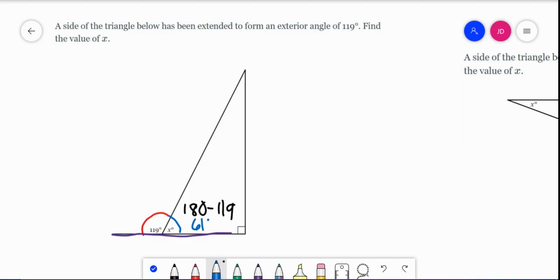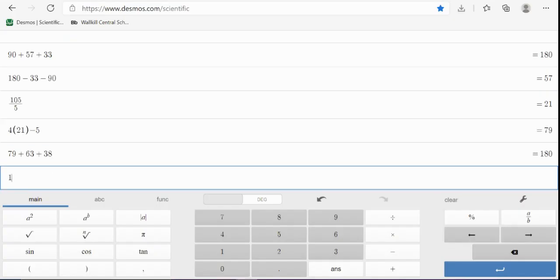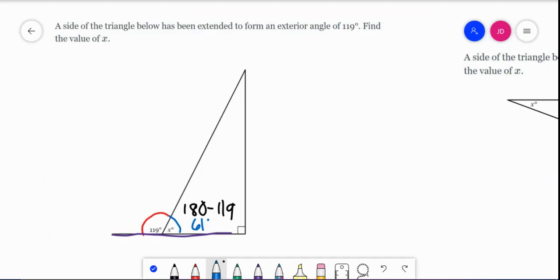Just double checking my calculator. 180 minus 119 is 61 degrees. Yep, so this angle measure is 61 degrees. And you could find this one by doing 180 minus 90 minus 61. But it's just asking for this angle.